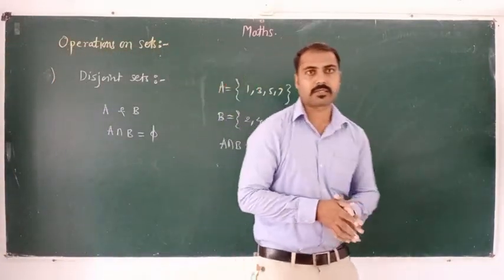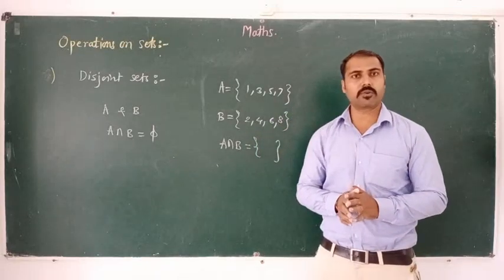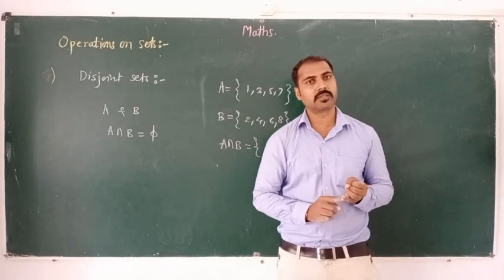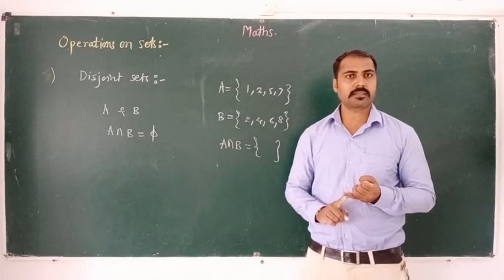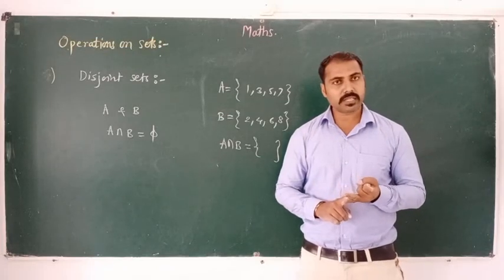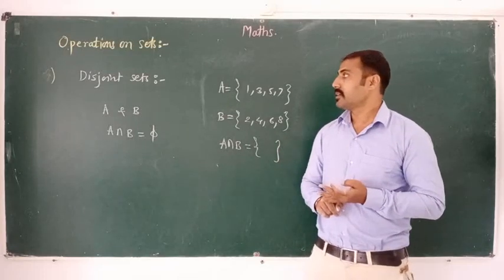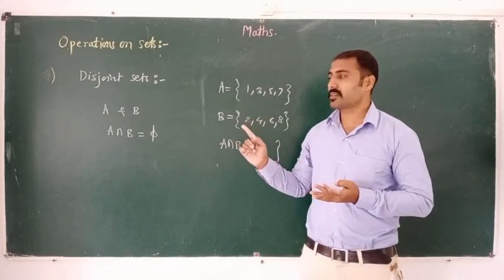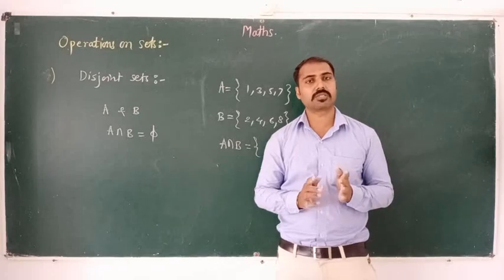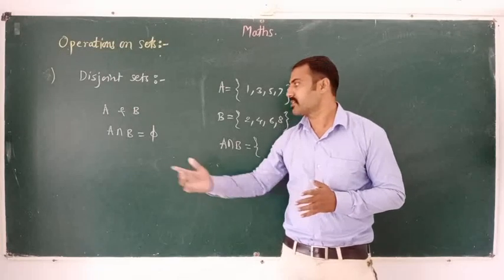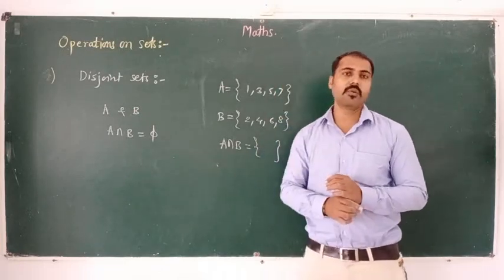So students, today in this video we learned about complement of a set, union of two sets, intersection of two sets, and one more definition: disjoint sets. Two sets A and B are said to be disjoint if A intersection B is equal to phi.